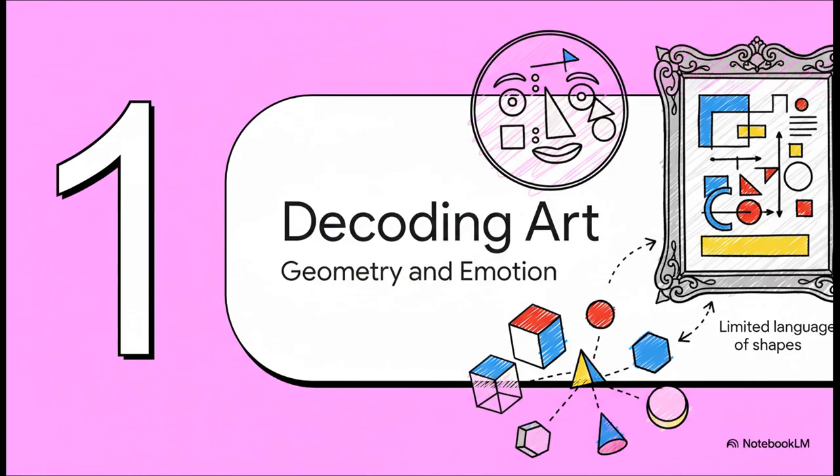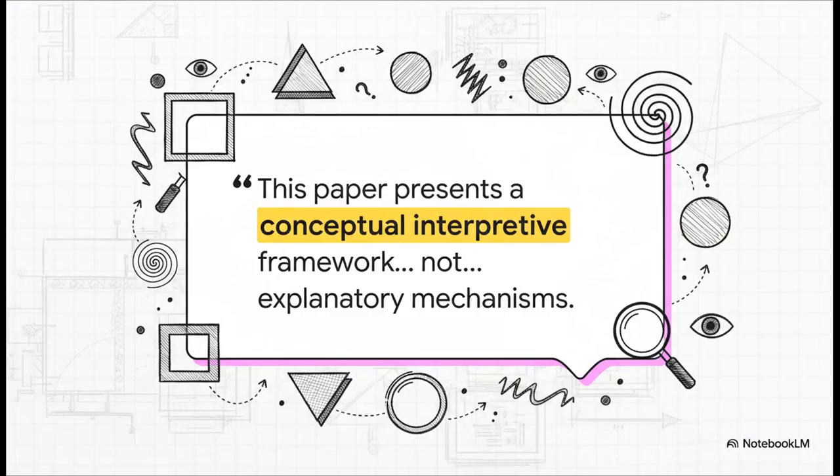Okay, so let's start with our first case study and dive into the world of art. How can a simple language of shapes actually help us talk about something as messy and complex as human emotion on a canvas? Now, before we go any further, the source paper by Suzanne Crippen makes a really important point. This is not some scientific formula where this shape equals this emotion. It's an interpretive tool. It's just a way to have a more disciplined, clearer conversation about art.